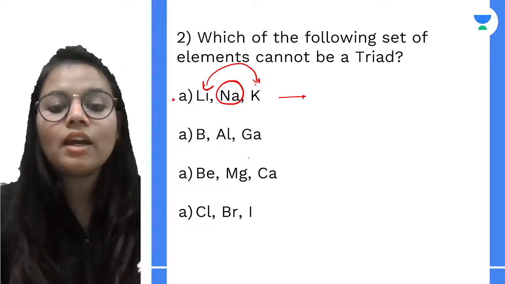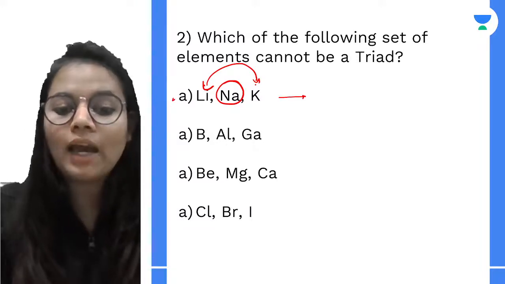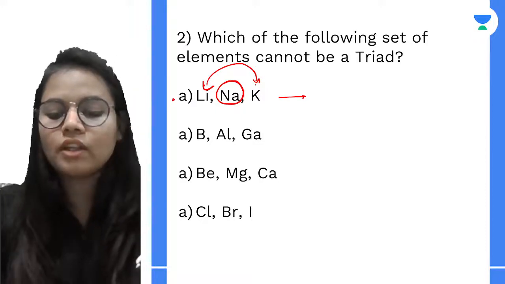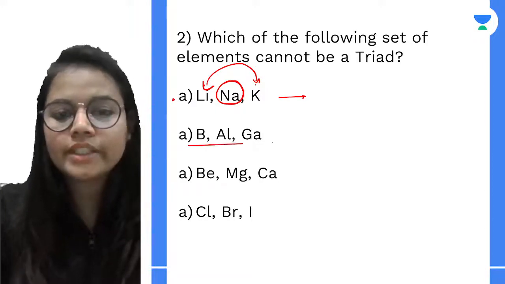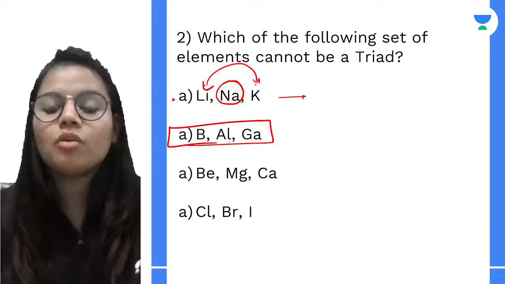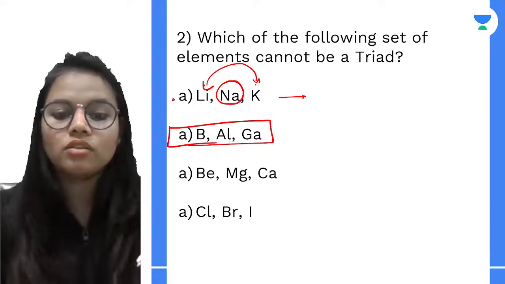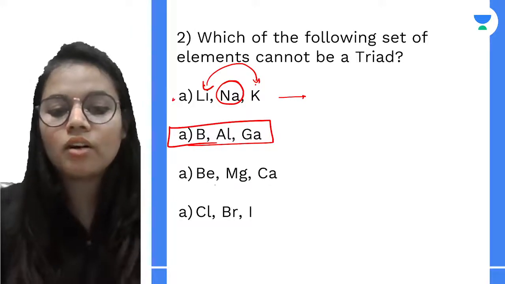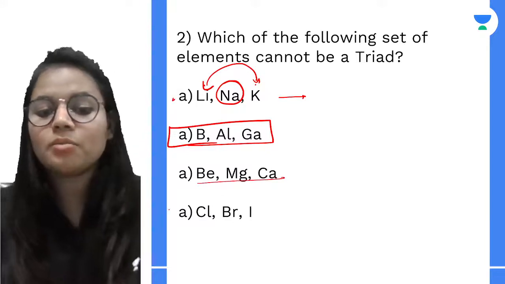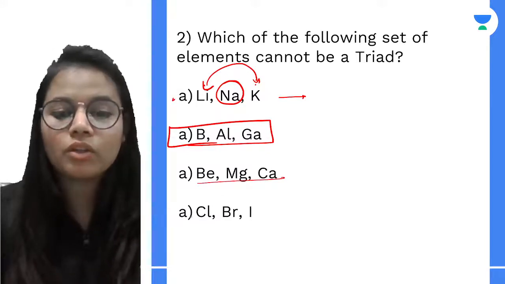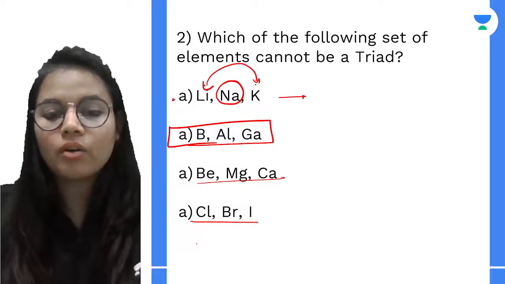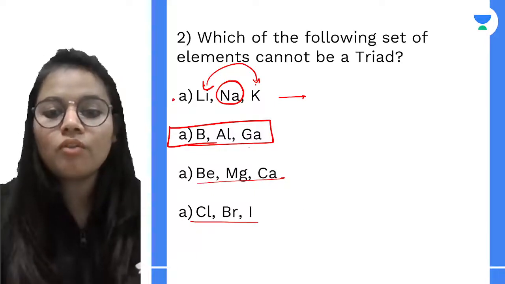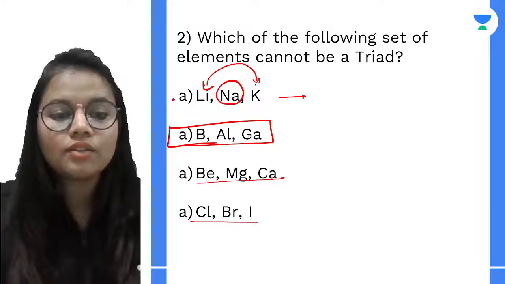Then we have boron, aluminium and gallium. So over here, this is what will not be showing the law of triad. We also have beryllium, magnesium and calcium, and of course chlorine, bromine and iodine. They all show the law of triad except this.